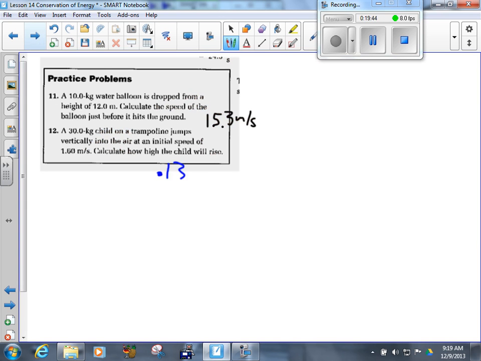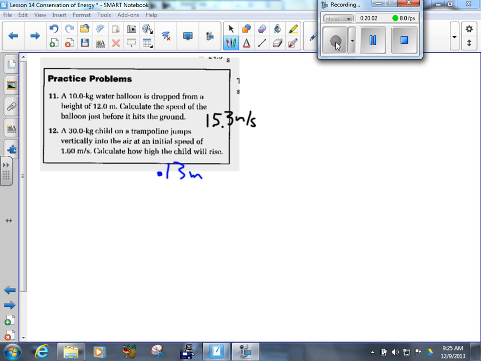That's decimal 13 meters, by the way, for part B there. All right, so let's have a look at the first one here. We've got the 10-kilogram water balloon dropped from a height of 12 meters. Calculate the speed of the balloon just before it hits the ground.